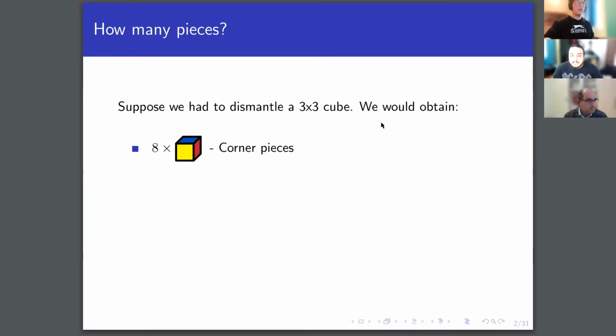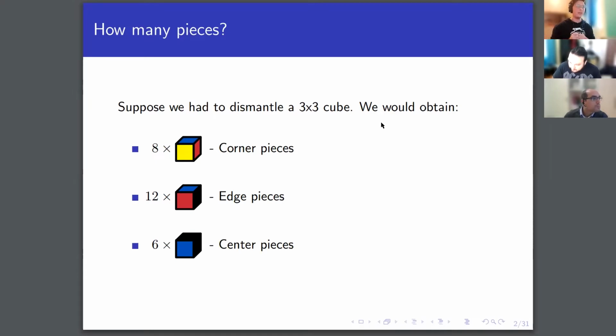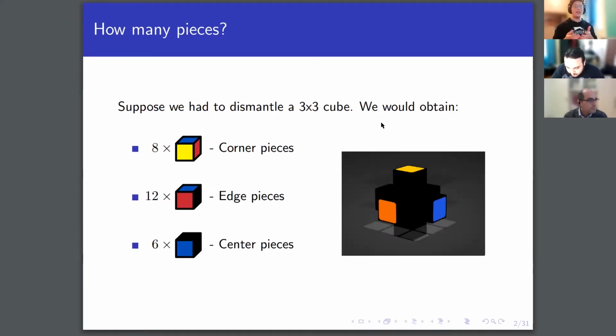So if we had to take apart one, we would get 8 corner pieces, which have 3 colors on each small side, so to speak. We'd have 12 edge pieces, and we'd have 6 center pieces. This is what a dismantled Rubik's cube would look like, sort of. So we're going to be putting each of these pieces back together in the proper formation.